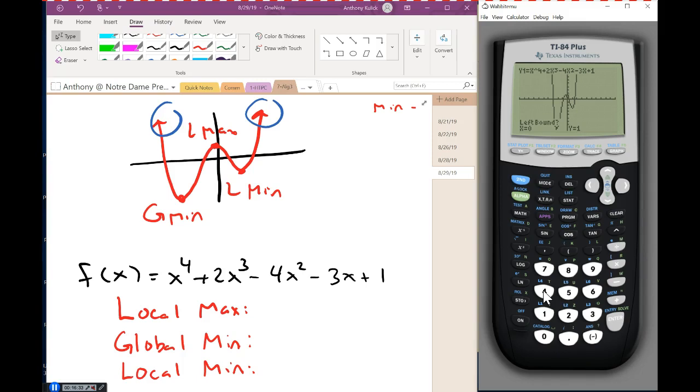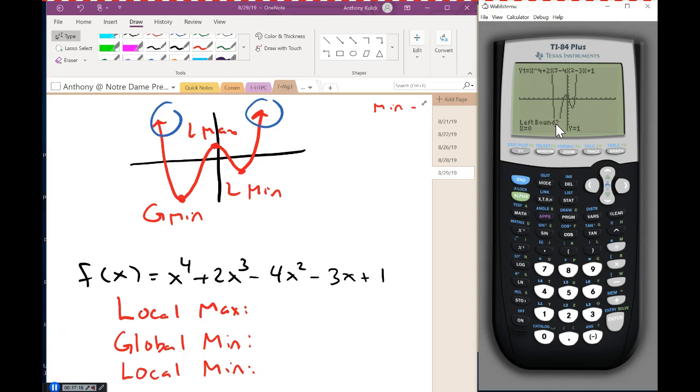Now if I look at my graph, you'll notice at the bottom, the calculator's asking me a question. It says left bound with a question mark. The calculator is going to ask us 3 questions each time we try to use the max or min command. It's going to ask for a left bound, a right bound, and a guess. What we're doing when we answer these questions is telling the calculator where it should be searching. The left bound is where to start my search, the right bound is where to end my search, and a guess is where to kind of start, like a spot you think it's going to be. The guess doesn't really matter.